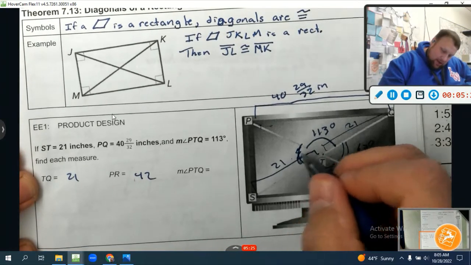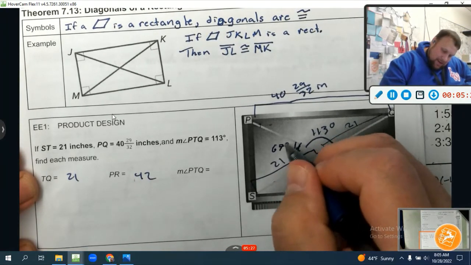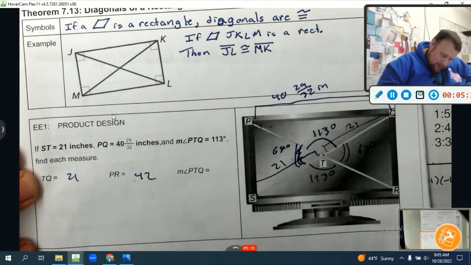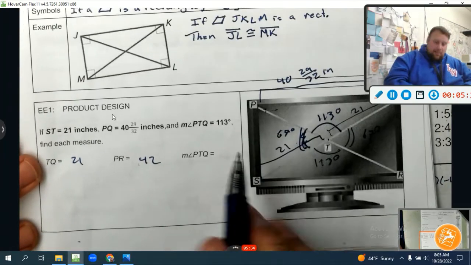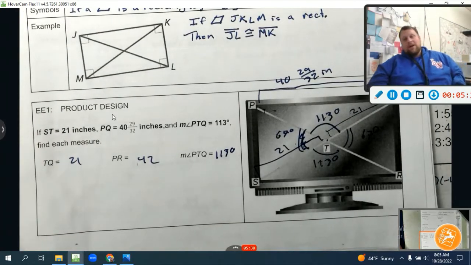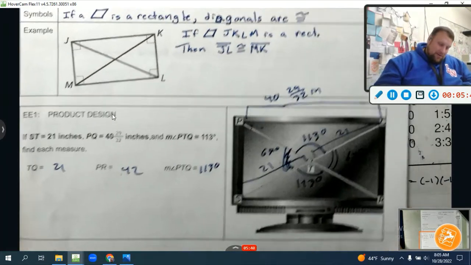So we'll just look at all the different angles we could find. 67 degrees, and boom. Does it say PTQ? PTQ. That's weird. I think that's probably a typo, but there we go. It's 113 degrees, no matter how you slice it. Awesome. That's it for this problem. Let's go ahead and go to the next one.